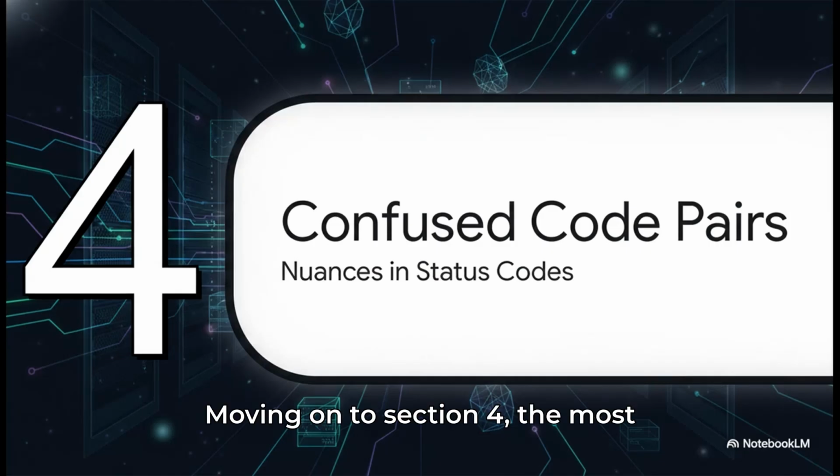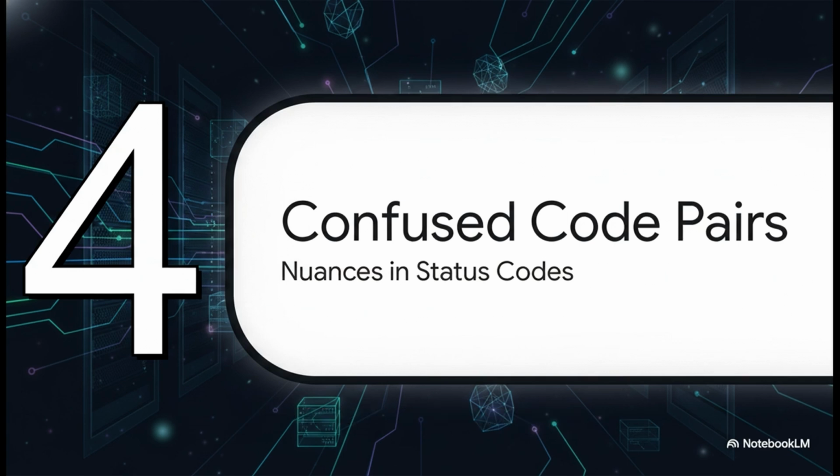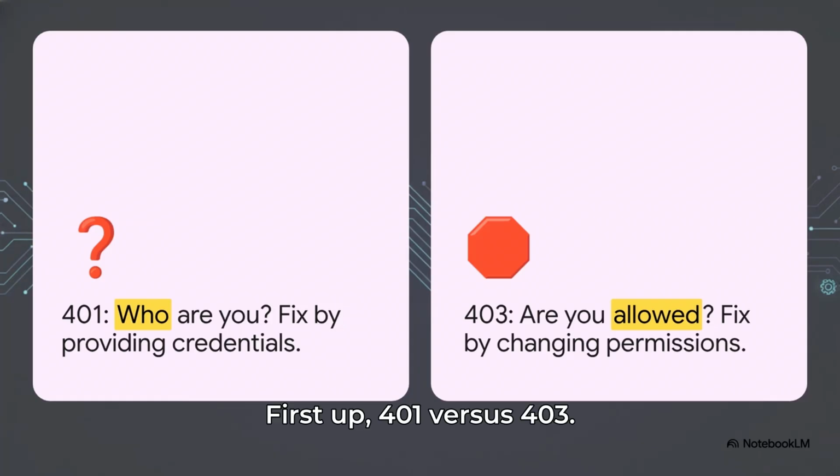Moving on to Section 4, the most confused code pairs, because mastering the micro nuances here is what separates the pros from the rookies. First up, 401 versus 403. Let's actually pause here for a second, because this highlights the fundamental difference between authentication and authorization. 401 asks, "Who are you?" and you fix it by providing valid login credentials. 403 asks, "Are you allowed?" Your identity is known, but you lack the role to view the resource. So remember this: logging in again fixes a 401, it does absolutely nothing to help you with a 403.